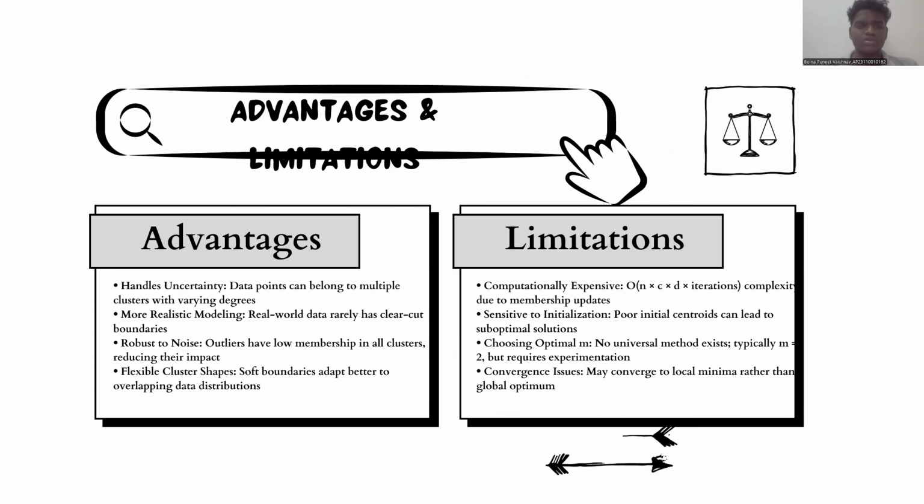So, conclusion. Fuzzy C-means always allows partial membership. It improves cluster analysis in real-world data and it is more flexible than k-means. So as you can see, the advantages and limitations are over here.